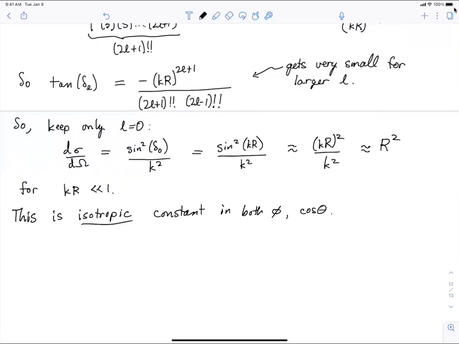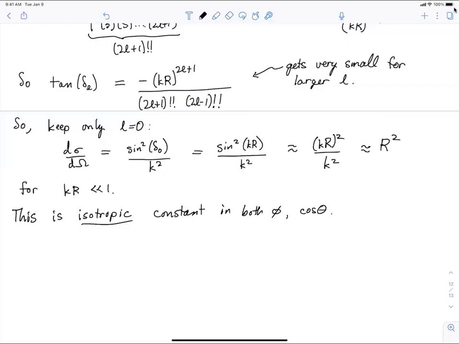And on your homework, the last homework set, you were supposed to do another example in the Born approximation, actually, where you're supposed to find out what happens at low energy. And if you do things correctly, you will find out the same thing. It's a very general fact that at low energies, things look isotropic, and differential cross-sections should be isotropic in the low energy limit.